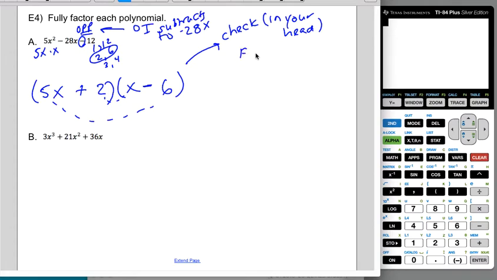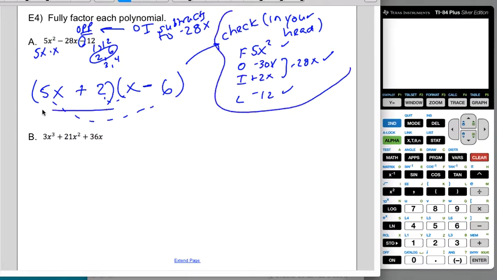So first would be 5x times x, which is a 5x squared. That's correct. Outer and inner, well, the outer would be a negative 30x and the inner would be a plus 2x. Yup, there's my negative 28. That's the thing I was worried about. And my last is a negative 12, which is correct. So you should always, it's fine if this is in your head, but you should check, because if you're wrong on the factors, it's going to cause this weird snowball effect where it's going to cause you to be wrong on lots of other stuff too.